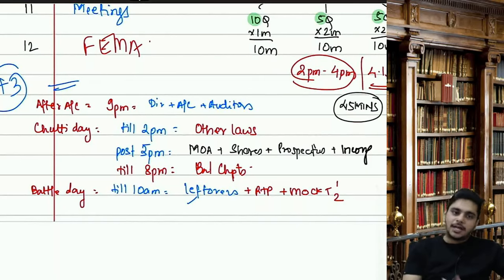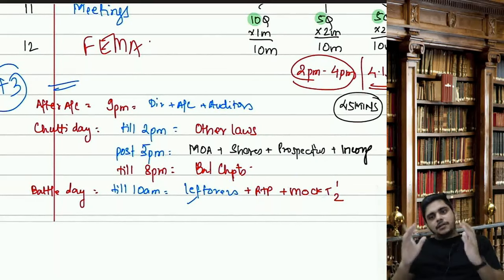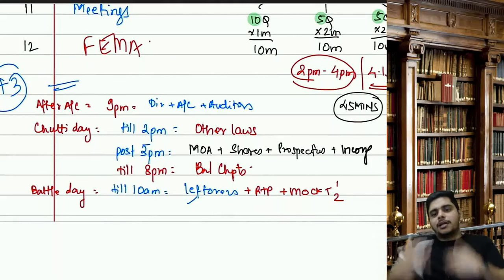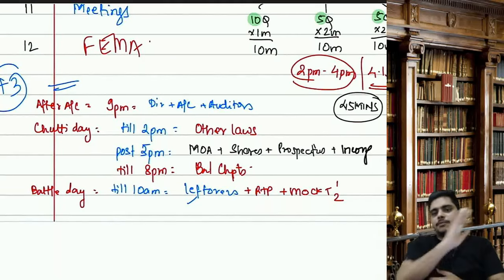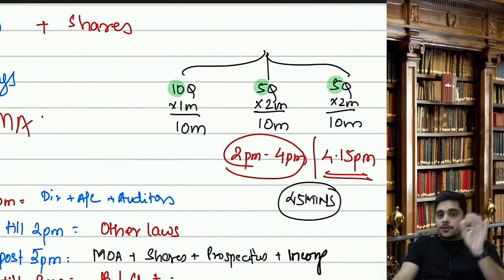Now this is again budgeted, actual will come something else. So you have to do the leftovers plus this attempt's RTP plus this attempt's mock 1 and mock 2. Finish it off. So this is your ideal revision pattern. You should follow this. And in case you have one more holiday, then double the time. Revise the same pattern, double.